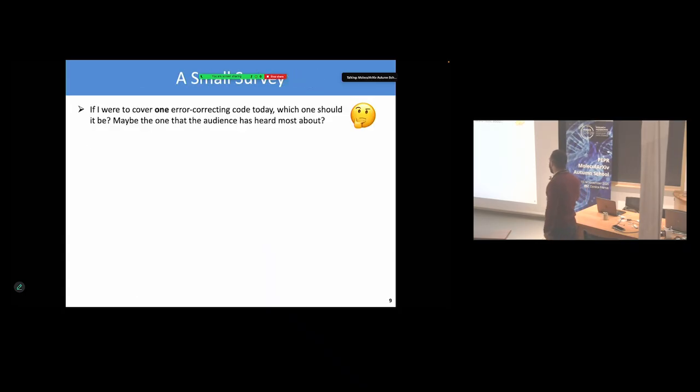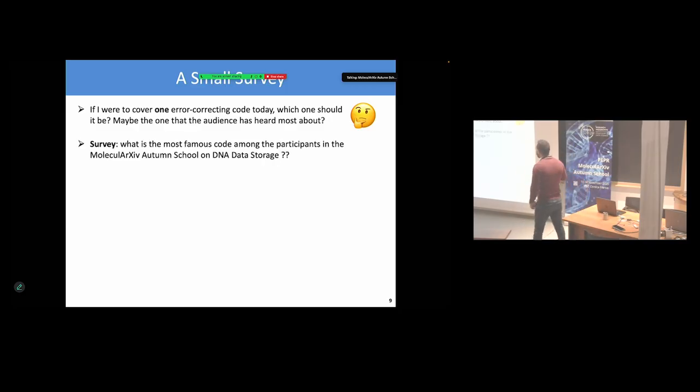Okay. Now, while I was preparing this presentation, I was thinking, if I were to explain one efficient error correcting code, not a trivial one, which one should I choose? And then I thought I would have a survey and ask you what code you have most heard about. What's the most famous code among the audience here? Depending on the result, I will explain that code. Okay, so let's go over the possibilities.